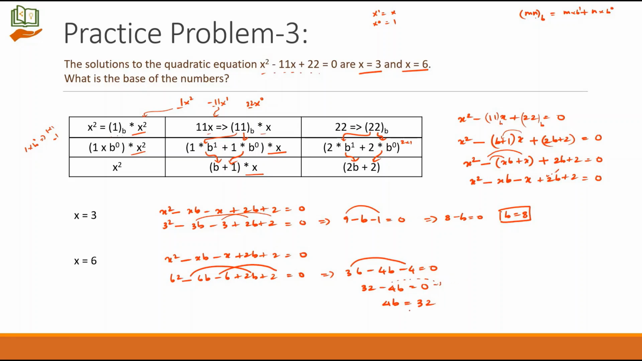So I am writing it in this way. From this we can take b is equal to 32 divided by 4, which will equate b to the value of 8. So here also we get b is equal to 8. It means you can either substitute this value or this value. Whichever value you substitute, you will get the same base value here. This is how you will be calculating the base when a quadratic equation is given. Remember one thing, you have to apply base to the coefficients of the degree here.